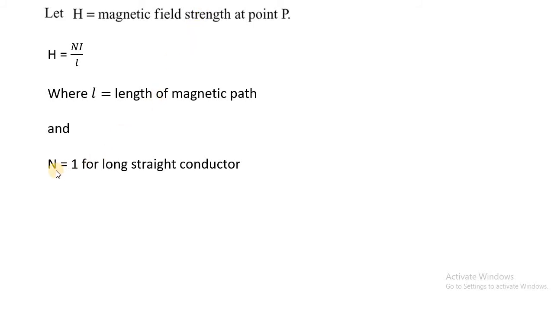And what will be my N? N equal to 1. Why N equal to 1? Because there is only one single straight conductor. There are no number of turns. So N is equal to 1 for a long straight conductor.